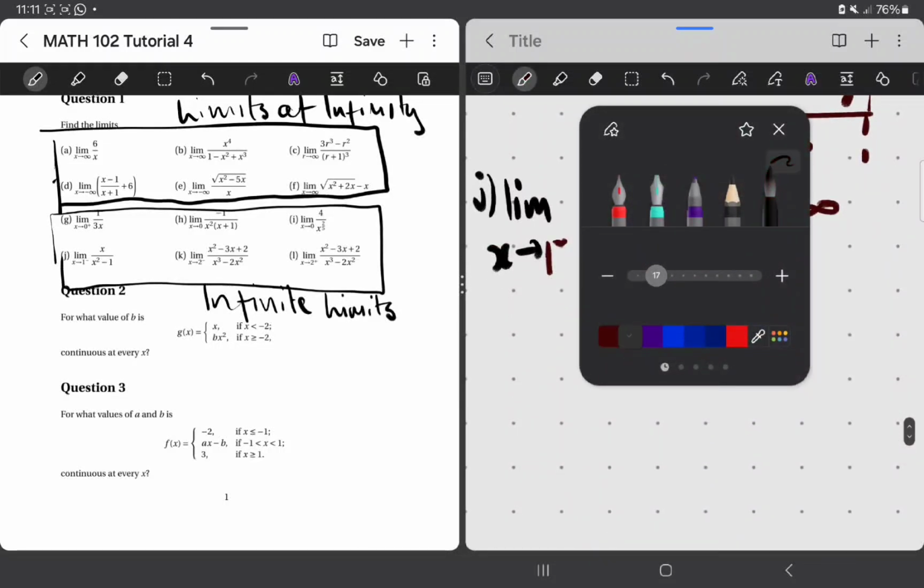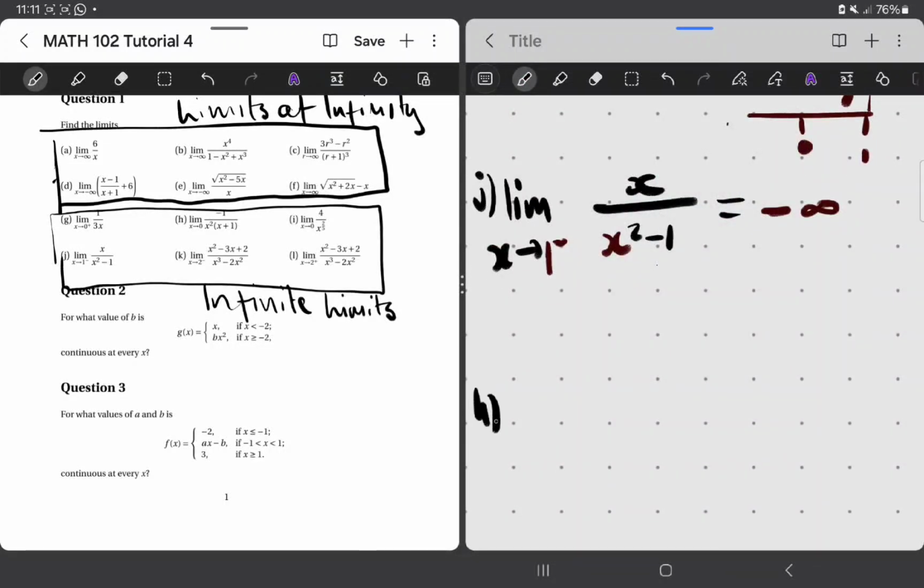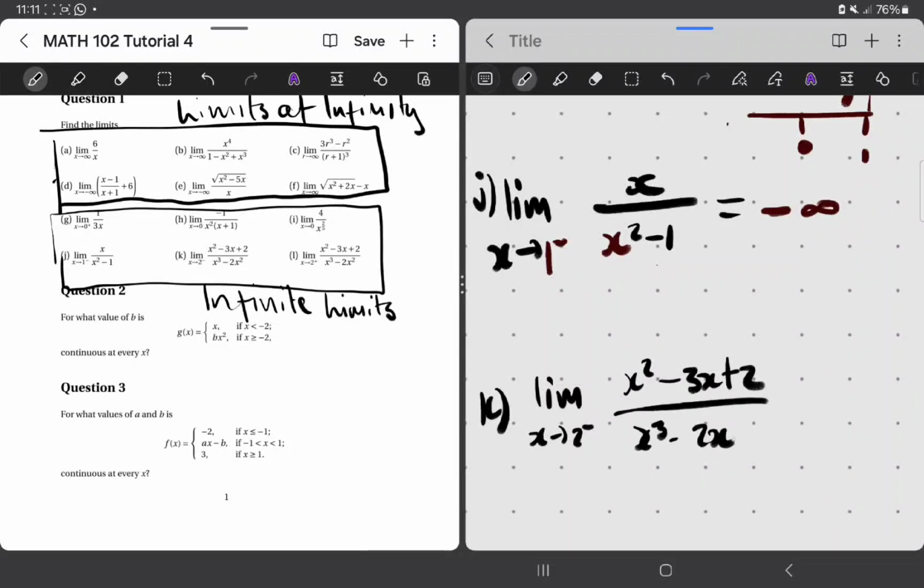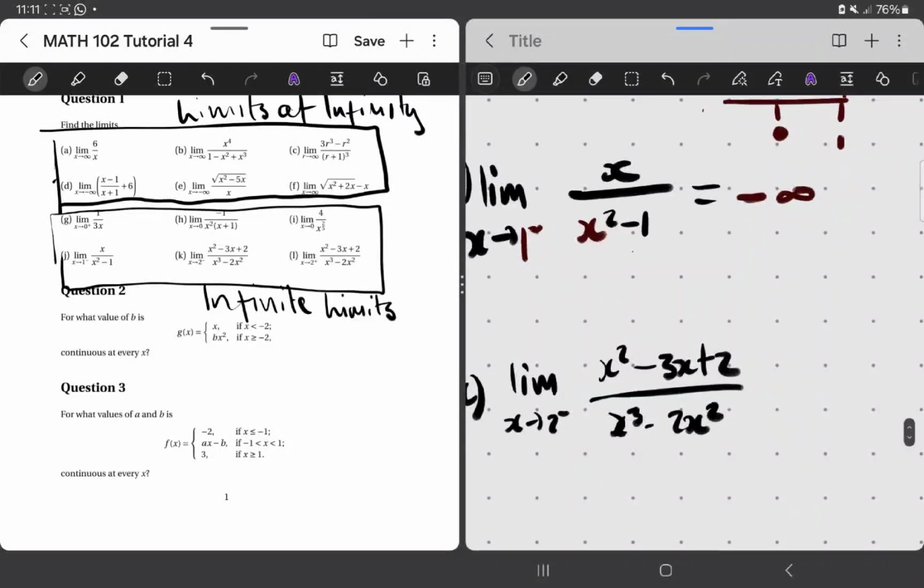All right, so now that is going to be our solution. And now we're going to part k. So we're doing k now, which is the limit as x approaches 2 from the left of x squared minus 3x plus 2 all over x cubed minus 2x squared. So what are we going to do here?